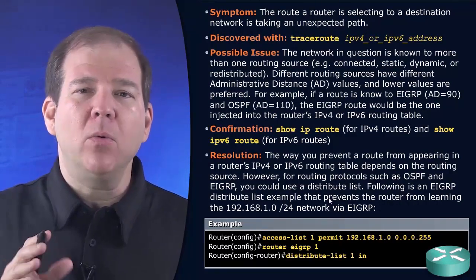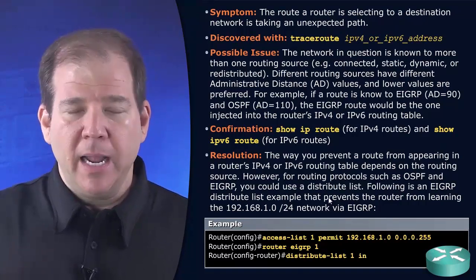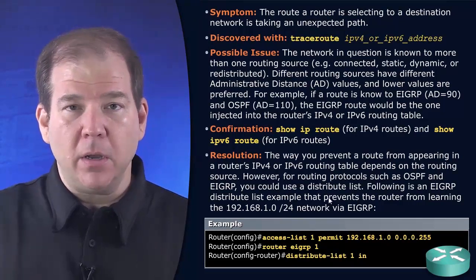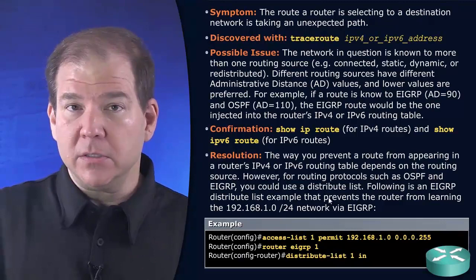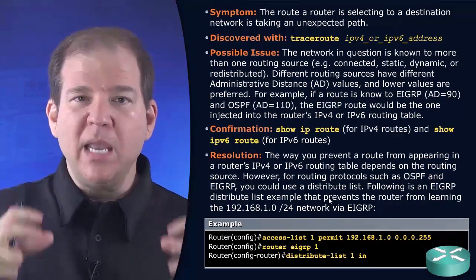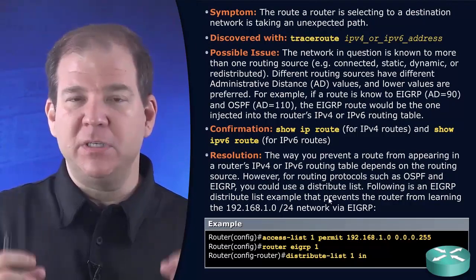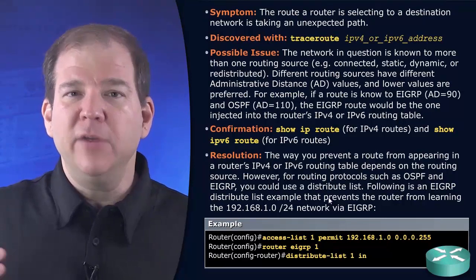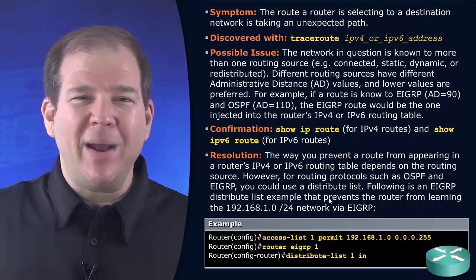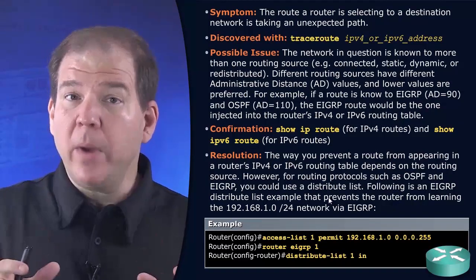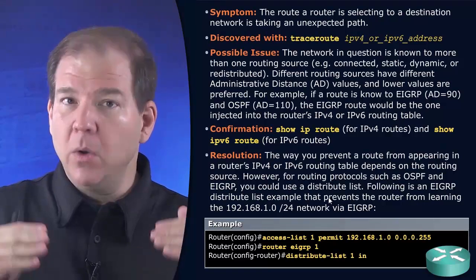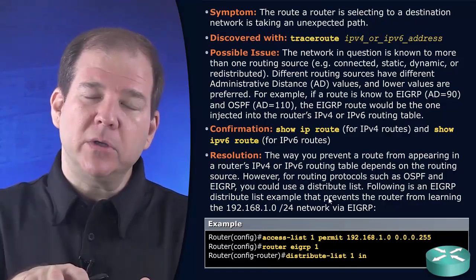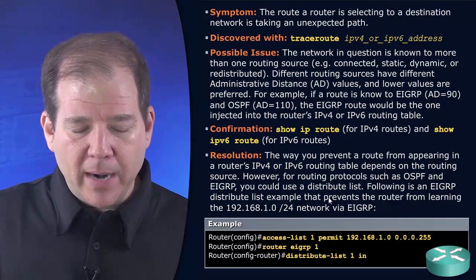And remember how a router makes its routing selection. It's going to pick a route based on administrative distance. Who has the most believable entry for a specific route? If I've got different routing sources saying that they know how to get to the same network, I'm going to pick the routing source that has the lowest administrative distance. That's the one that's going to be injected into the IP routing table.